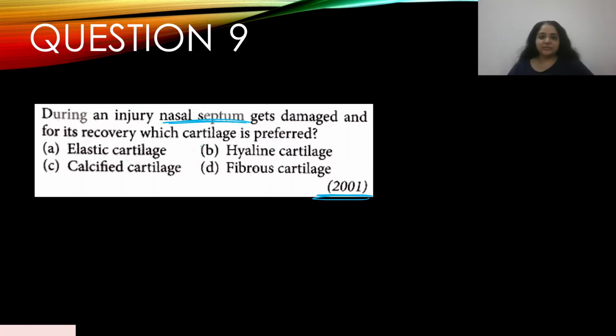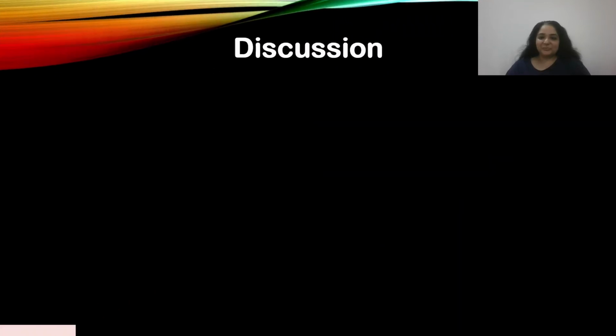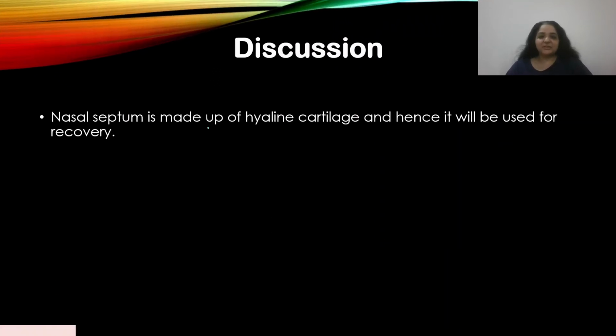So nasal septum has hyaline cartilage. We already discussed this previously also. So nasal septum is made up of hyaline cartilage, hence it will be used for recovery. Basically they're just testing what kind of cartilage is present in nasal septum. Okay, let's move on then. We discussed the cartilages in the previous lecture also, so this is just a repeat. I'm not going to go into detail here.